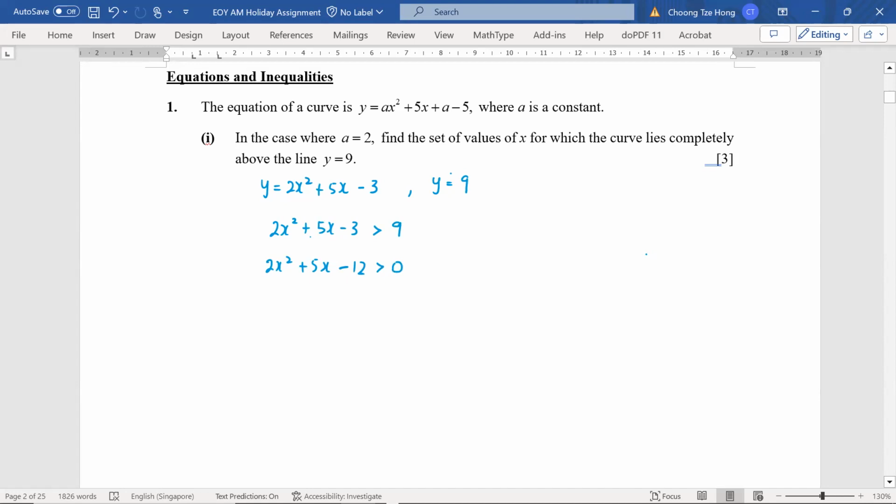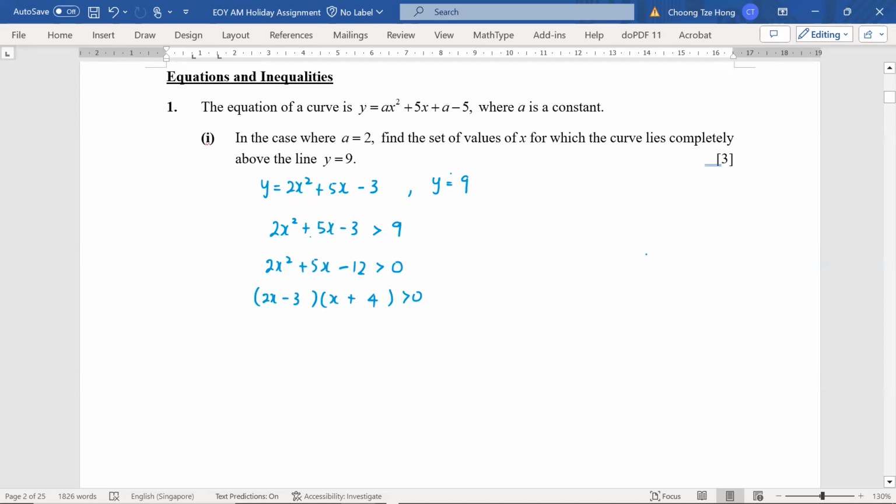And then we will go ahead and factorize this. If you factorize this, you should be able to get 2x minus 3, and over here you get x plus 4. You can expand back and check if you have done the factorization correctly or not.